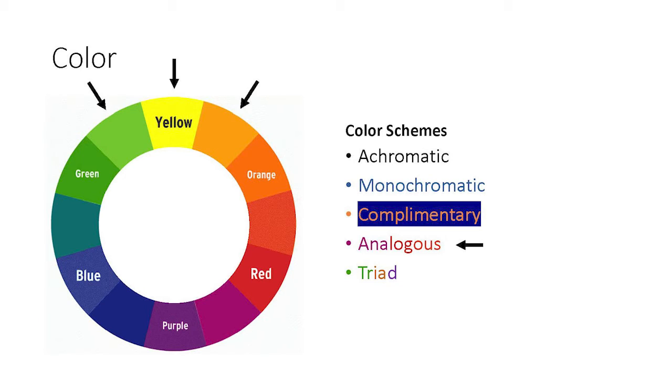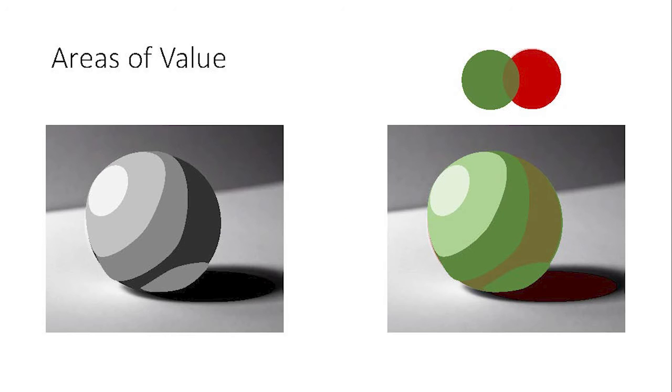The analogous color scheme is three or more colors that are directly next to each other on the wheel. An example of this is yellow-green, yellow, and yellow-orange. And a triad is any three colors on the wheel that are equally spaced apart and form a triangle. For instance, yellow, blue, and red are equally spaced apart on the color wheel, as well as green, orange, and purple. And we can use these color schemes to create value in our forms.